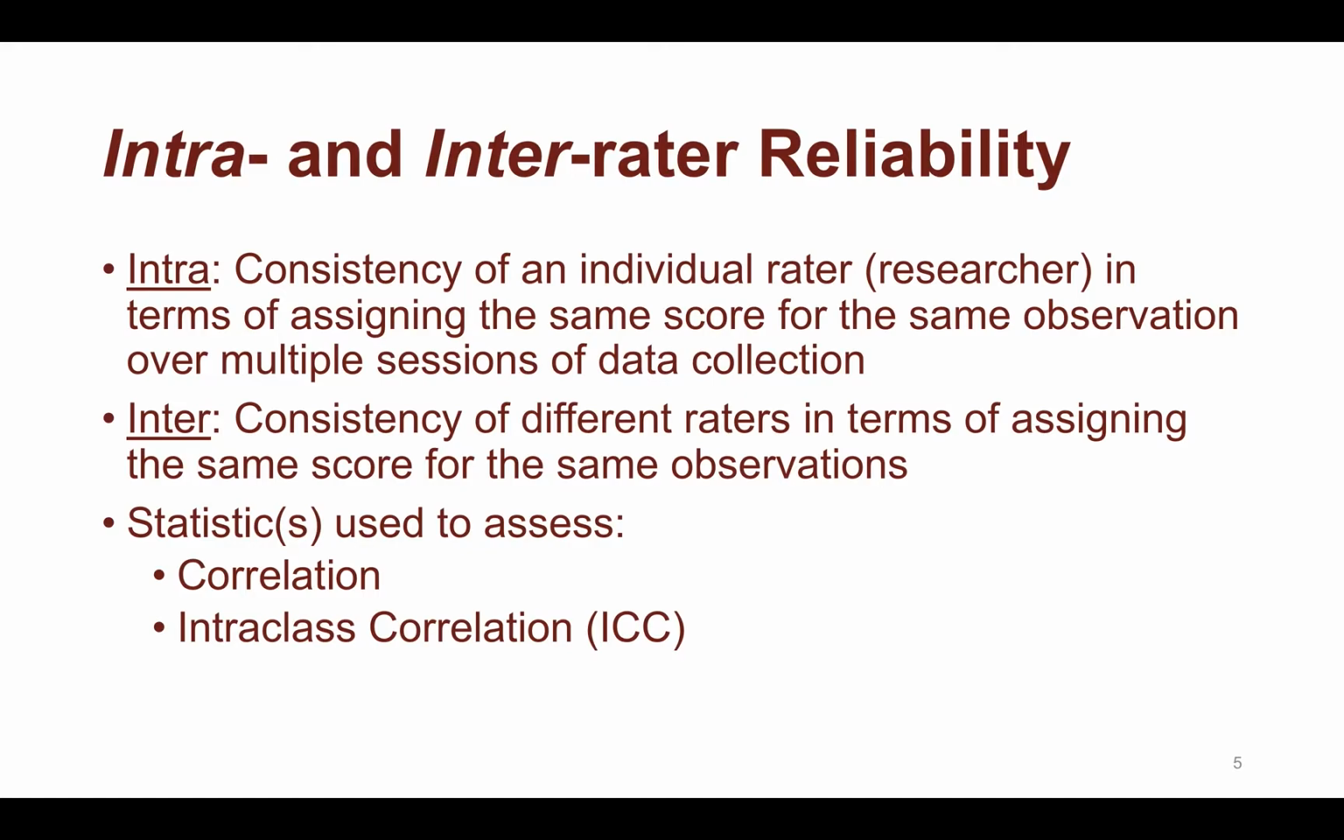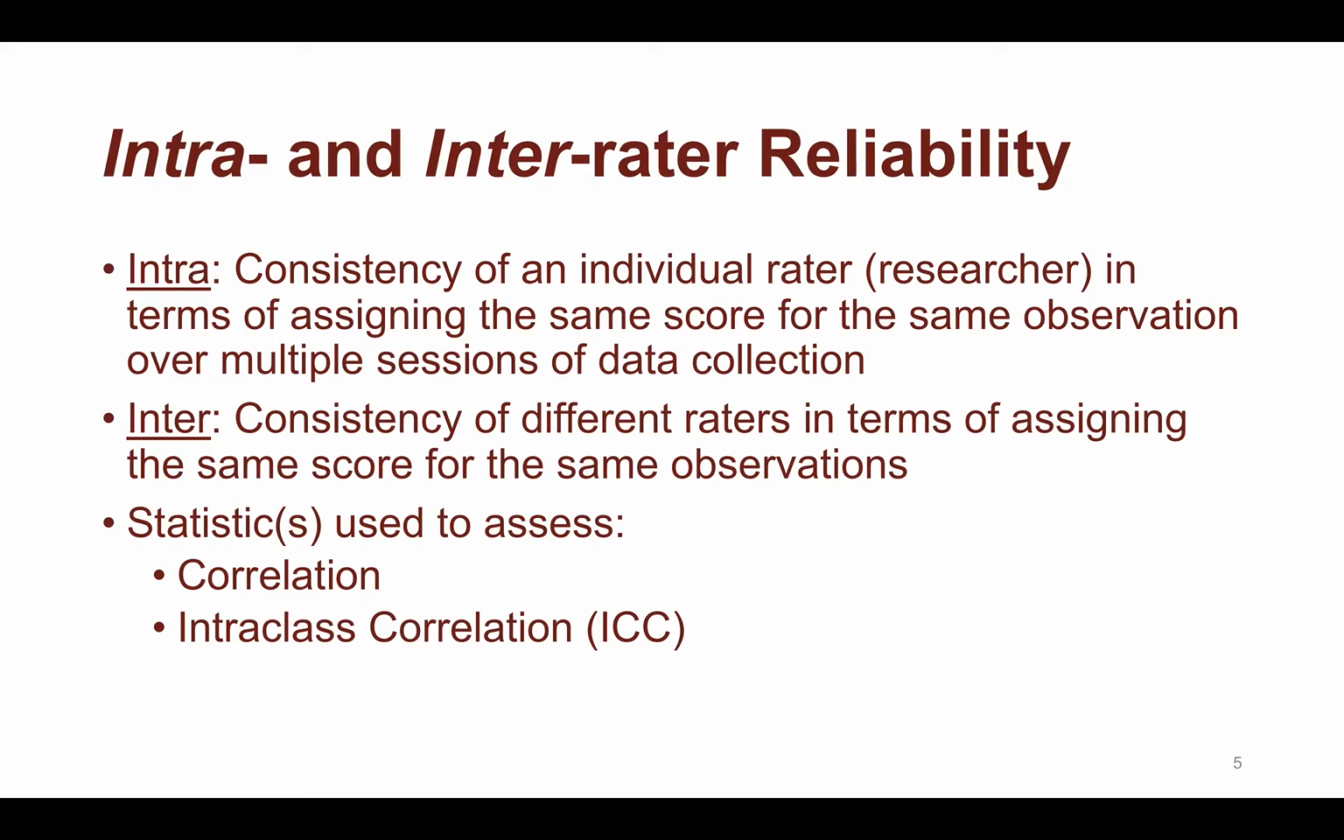Intra- and inter-rater reliability are somewhat similar. So intra-rater reliability is the consistency of one individual rater or researcher in terms of assigning the same score for the same observation over multiple testing sessions. So basically, how consistent is the individual researcher at giving the same rating for the same thing multiple times?